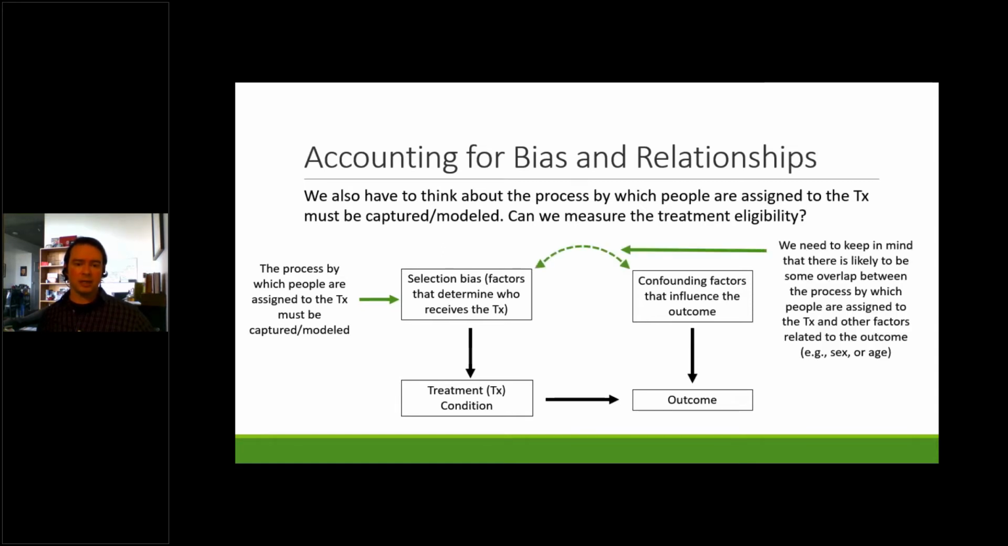We also need to keep in mind that there is likely to be some overlap between the process by which people are assigned to the treatment and other factors related to the outcome, such as sex, sometimes race or age. We will talk more about this overlap in just a little bit.